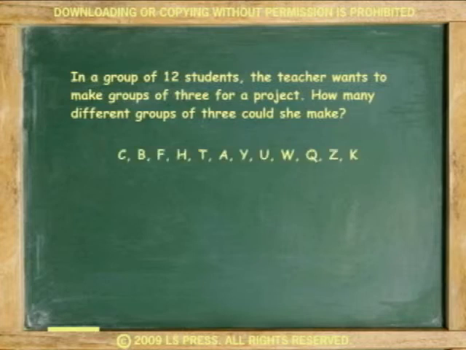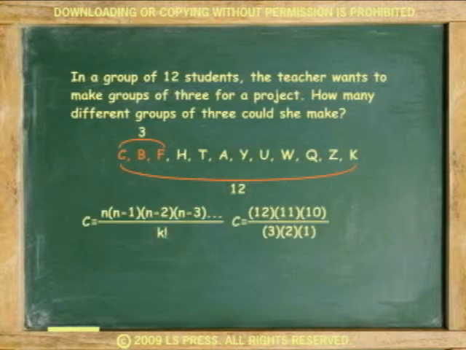The question here is how many combinations are there in 12 items taken 3 at a time. Applying the equation, n equals 12 and k equals 3. 12 times 11 times 10 equals 1320, divided by 3 factorial, which is 6, equals 220 different groups.